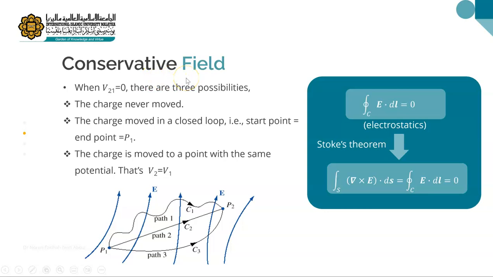Conservative field. So whenever you see V21 is equal to 0, that means that it is conservative. There are 3 possible conservative fields. Number 1 is when the charge never moves at all. Number 2 is the charge moves in a closed loop. And finally, the charge is moved to a point with the same potential, where V2 is equal to V1.